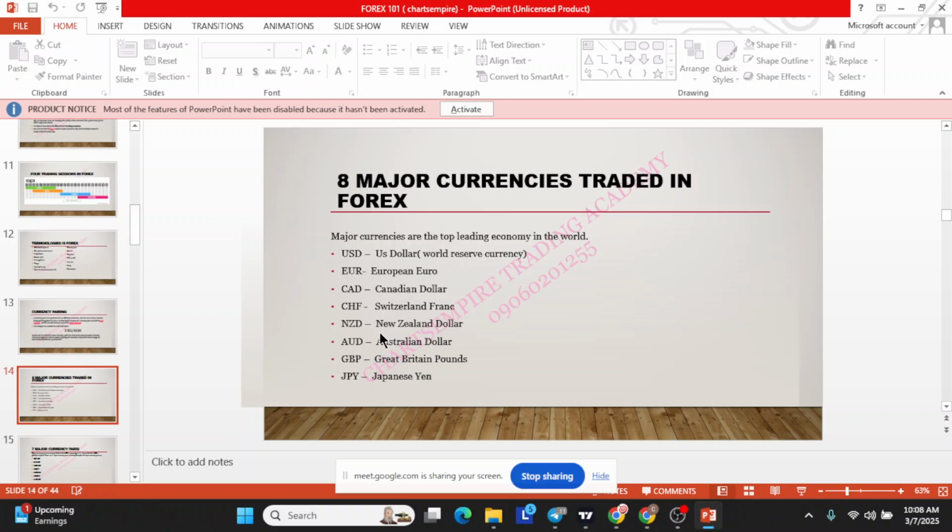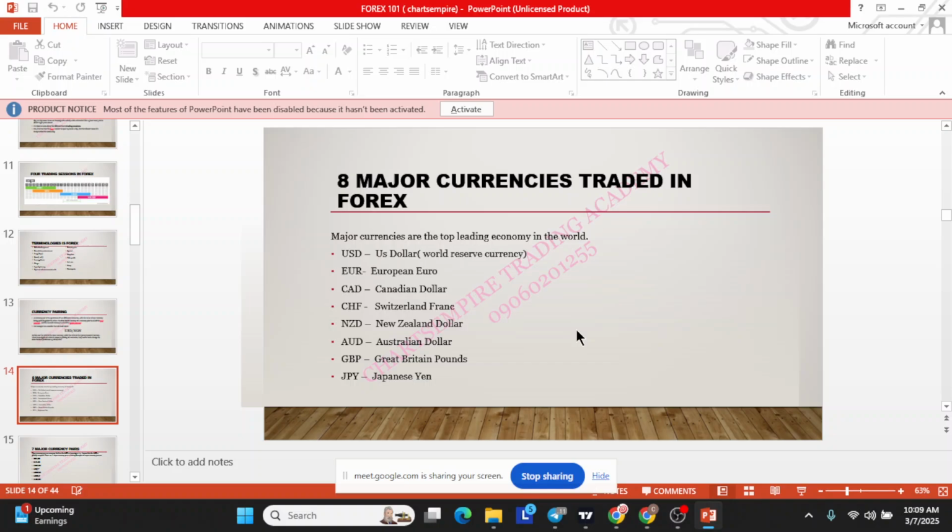So you may want to write this down or probably take a screenshot to put that down later. So we have the US dollar, the European euro, the Canadian dollar, Switzerland franc, New Zealand dollar, Australian dollar, Great Britain pounds, and the Japanese yen. So these are 8 currencies that are majorly traded in the forex market.